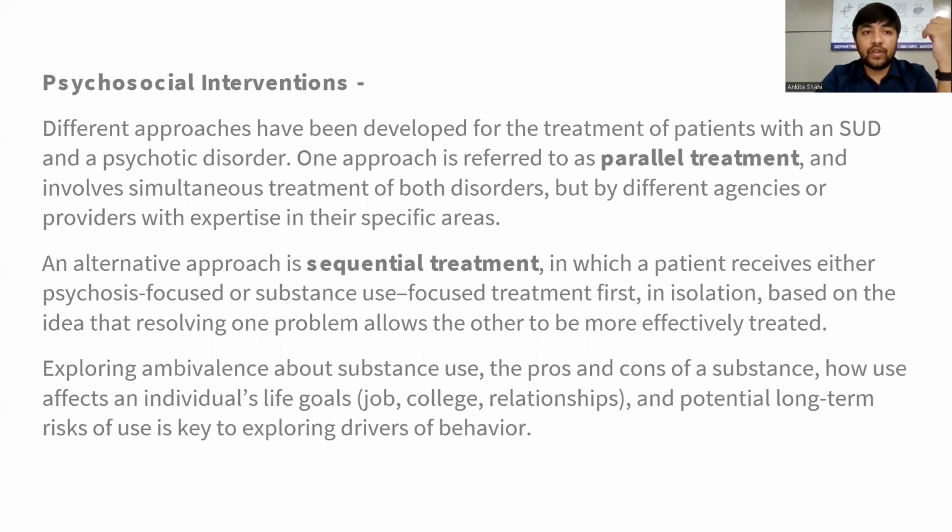Psychosocial interventions, and what do you do otherwise? Different approaches have been developed for treatment of patients with an SUD and a psychotic disorder. One approach is referred to as parallel treatment, whereby simultaneous treatment of both disorders, but by different agencies or providers, is given. An alternative approach is sequential treatment, in which the patient receives either a psychosis-focused or substance use-focused treatment in isolation, and then based on the idea that resolving one problem allows for the other to be more effectively treated.